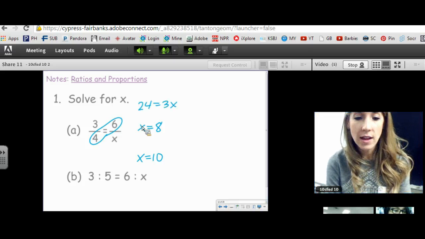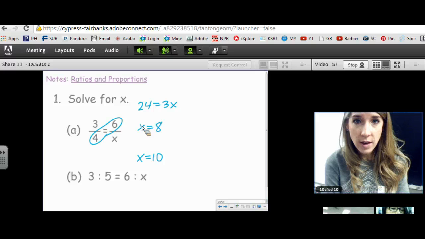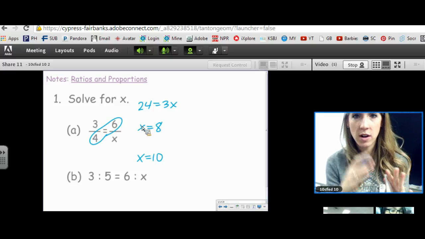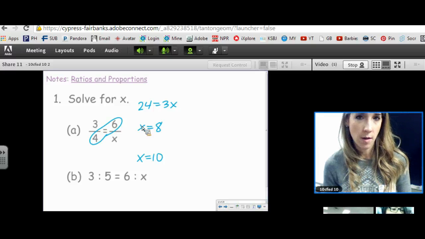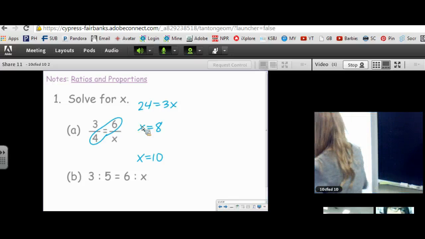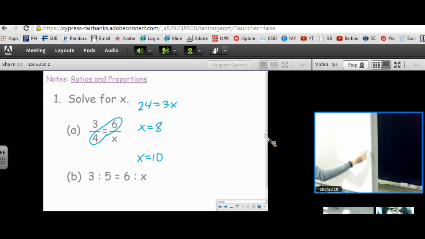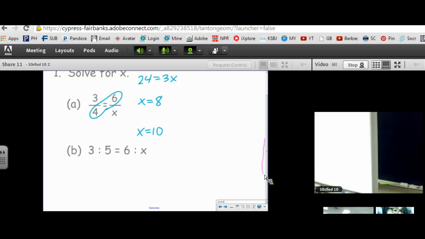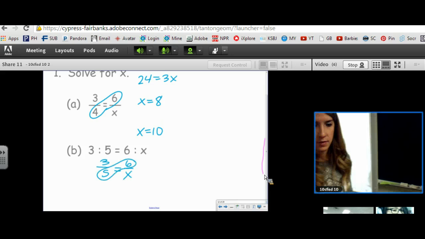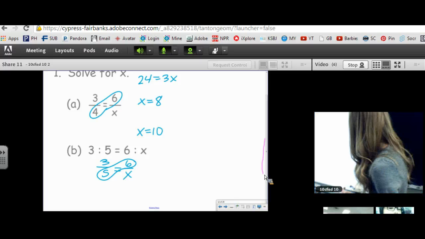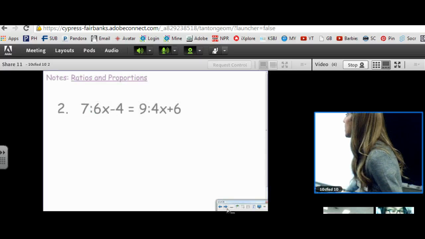That's up to you. Now, it's important on part B, very important, that you write the first number in the numerator and the second number in the denominator. So, instead of writing 3 is to 5 as 6 is to x, I would write it as a fraction. 3 is to 5 as 6 is to x, and then do your magical cross multiplying. 6 times 5 divided by 3. All right, try that one, please.